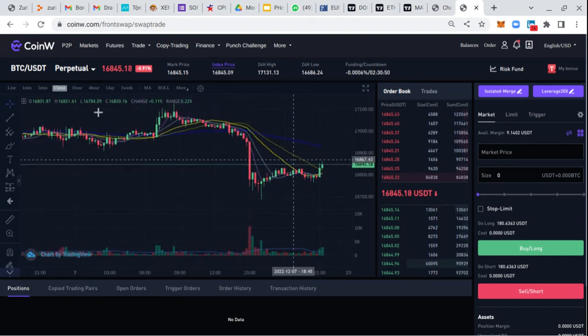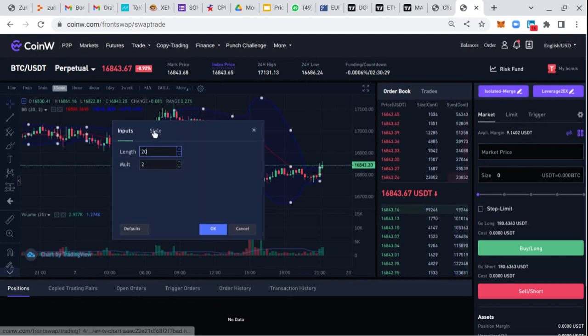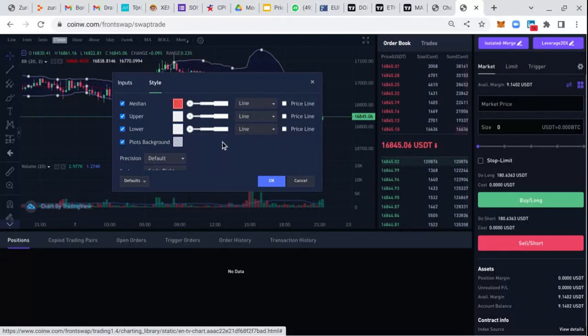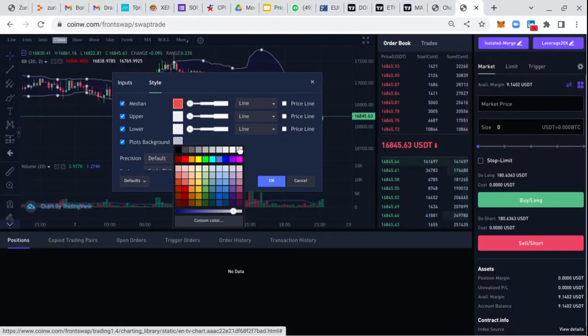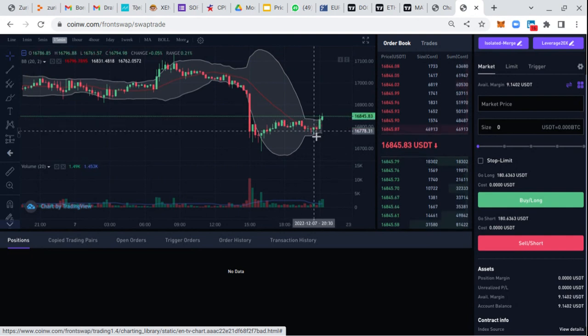So basically, the indicator I love using the most is the Bollinger Band. So let me take out all these moving averages. So this is the Bollinger Band. Let me make it visible so you can see it. Okay, so basically this Bollinger Band, we have the upper bound, look at the upper bound, we have the lower bound.